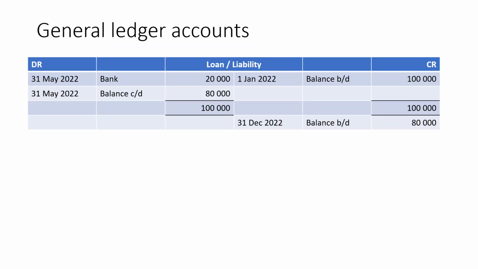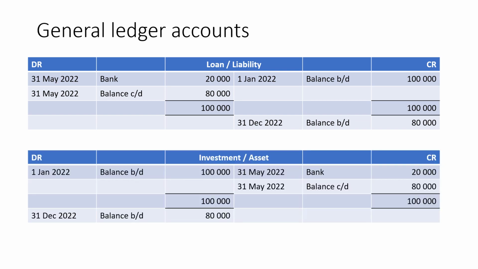This is what the general ledger account would look like if we were dealing with a loan, which is a liability, which reduces on the 31st of May. And then from that point onwards, it becomes 80,000. There would be interest owing and interest expense on the loan. And if we had an asset, then it would have a debit balance, which reduces because we've made a payment, we've received 20,000. So the asset is reduced by 20,000. So we would have debited bank, credited the asset. So from 31st of May onwards, the asset balance would be 80,000.